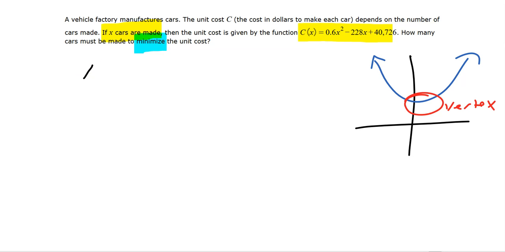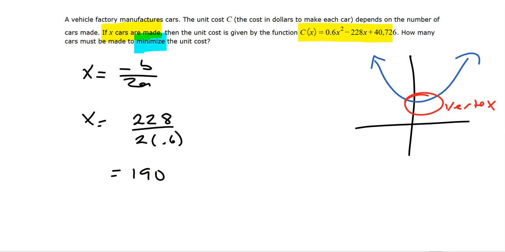Now we have a nice little formula that says the x-coordinate of the vertex is negative b over 2a. So I'm going to use that instead of trying to rewrite it in vertex form like we did a second ago. So the opposite of b, which would be a positive 228, over 2 times a, which is the 0.6. Okay, so that's 228 divided by, and that would be 190. So we need 190 cars.